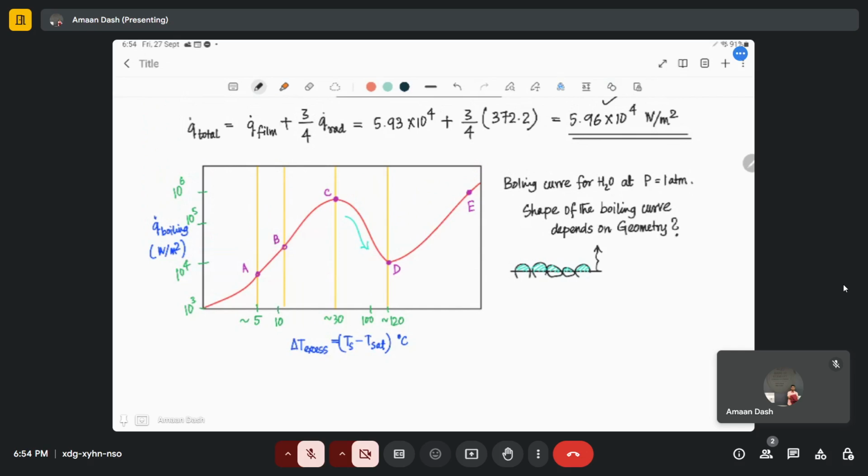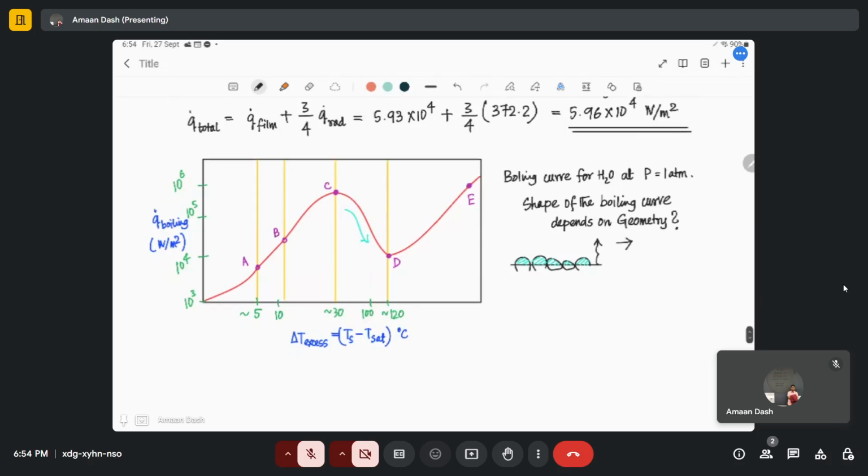You think about it. Yeah, the range could be different, but I'm talking about the shape. Will the shape of the boiling curve depend on the geometry? So basically, it will not be dependent on the geometry. It will be independent of the geometry.